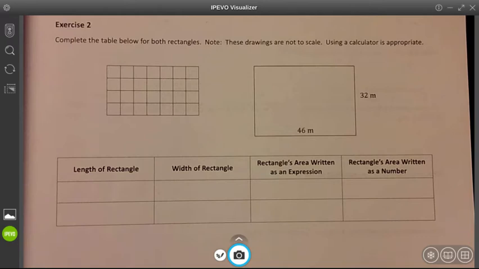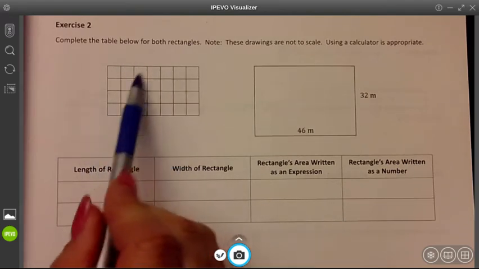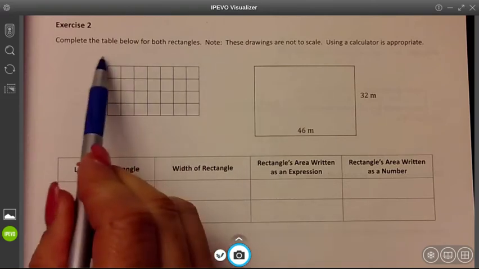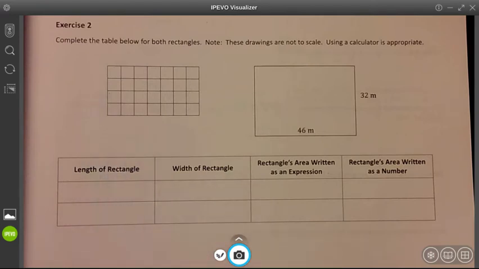Again, we're going to do the first rectangle, then the second rectangle. Since it's a rectangle, the sides are not equal, not like a square. But since it's area, it's still square units, because the area is the inside of something and it's measured in square units, not the perimeter, which would be the outside, as if you're putting a fence around it.